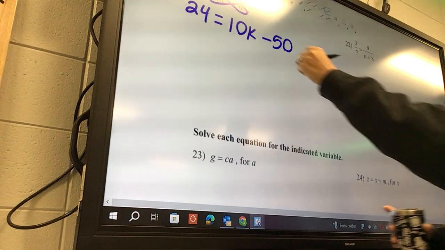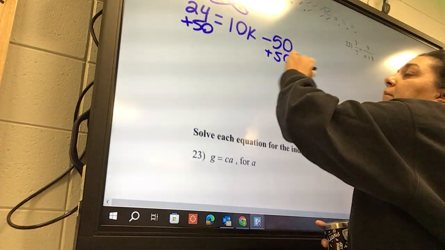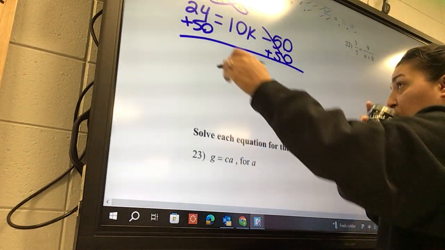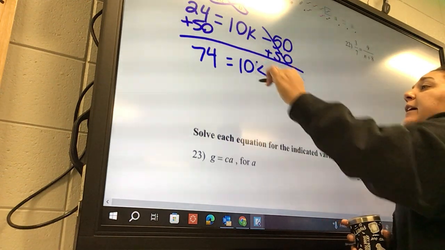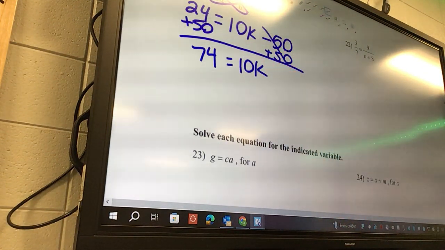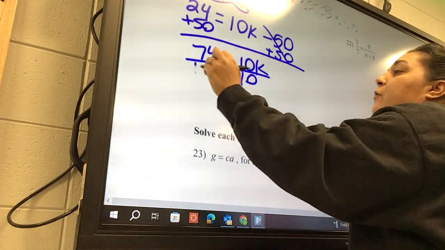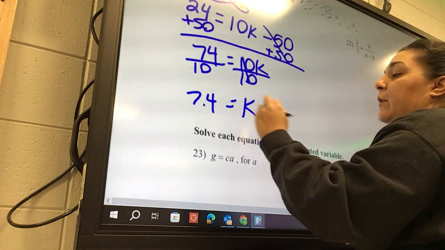It's just backwards is all. 24 plus 50, 74 equals 10k. Then what? Divide by 10. What is 74 divided by 10? 7.4.